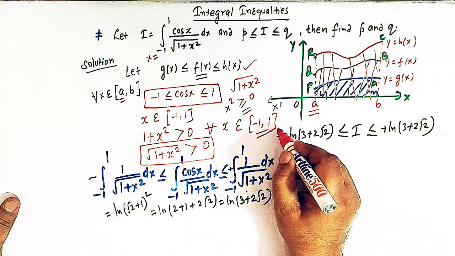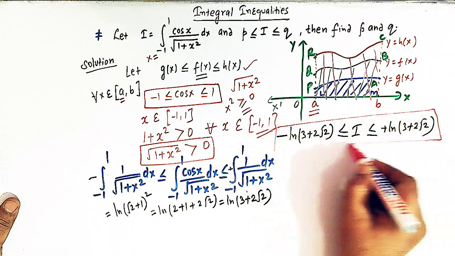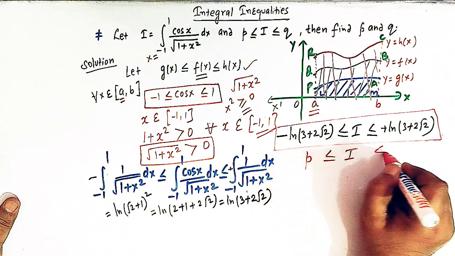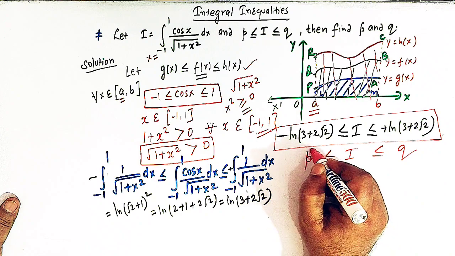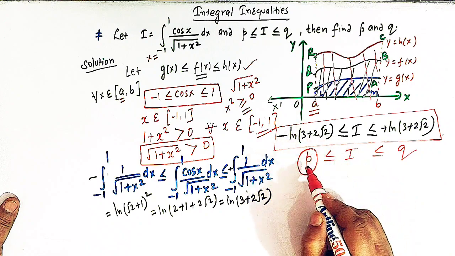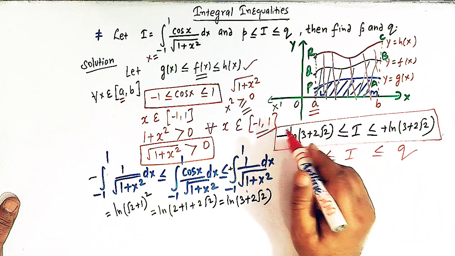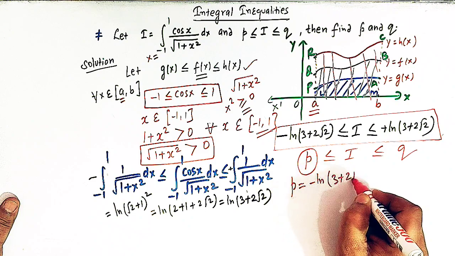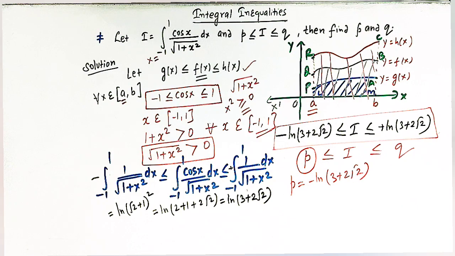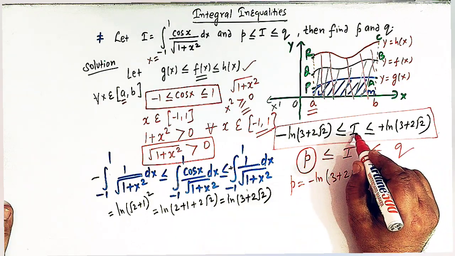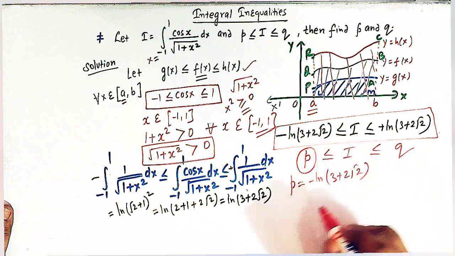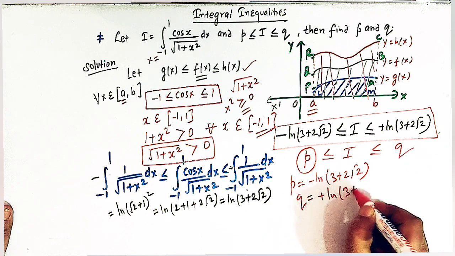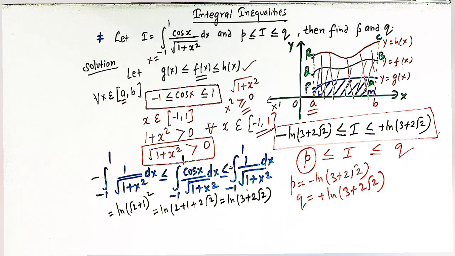So viewers, if we compare this inequality with this one, that is P less than or equal to I less than or equal to Q, then we can easily see that the lower bound or the minimum value of this integral I is given by P, which is negative log of 3 plus 2 times the square root of 2. And the upper bound of this integral, which is the maximum value of this integral I, is given by Q, which is positive log of 3 plus 2 times square root of 2.